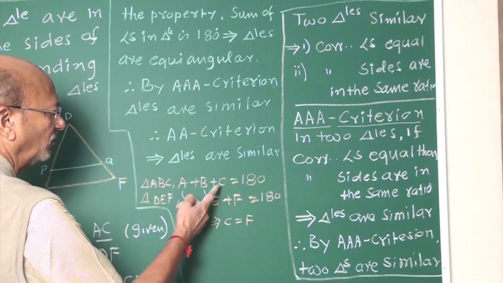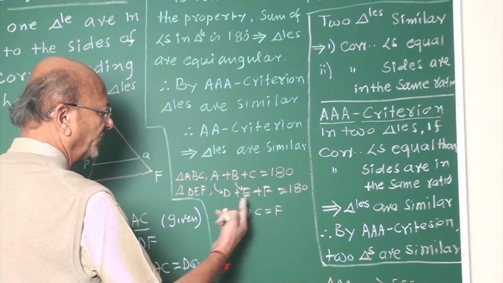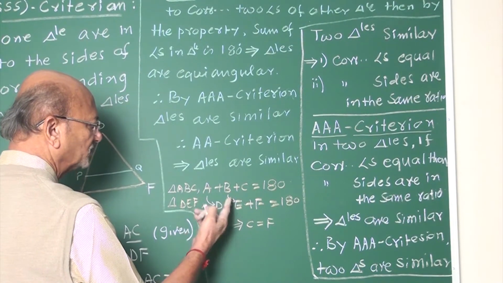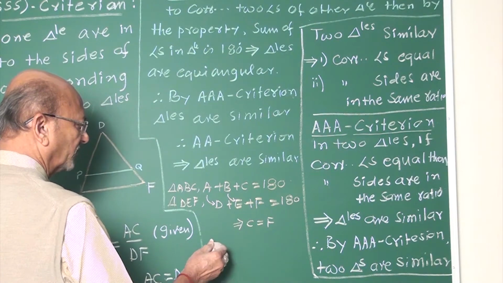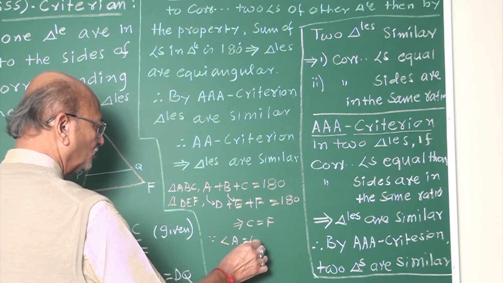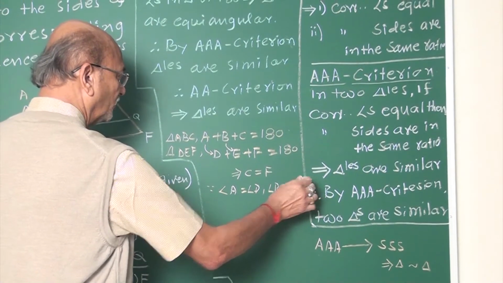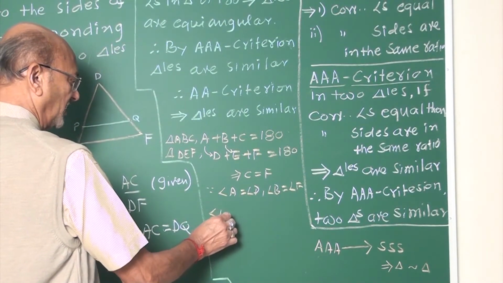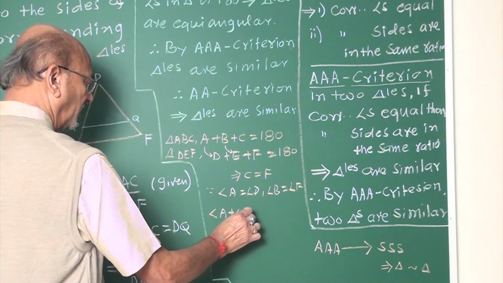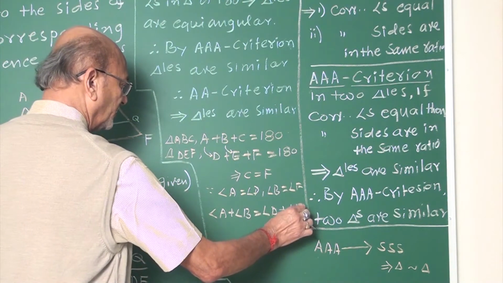Why? What is C? C is 180 minus A plus B. What is F? 180 minus D plus E. A equals D and B equals E, therefore A plus B equals D plus E. Yes, my friends. Why is C equal to F? Because angle A is equal to angle D and angle B is equal to angle E, adding, angle A plus angle B equals angle D plus angle E.